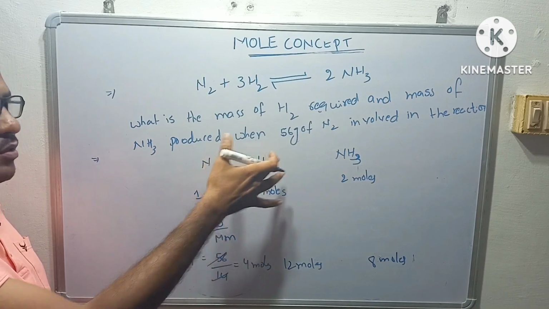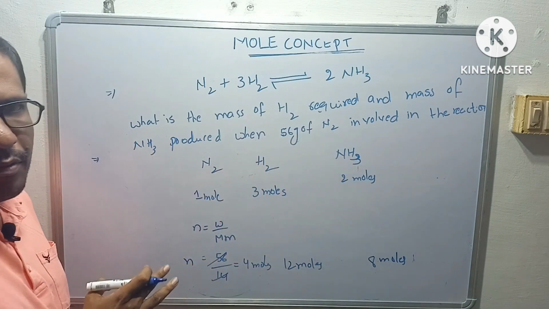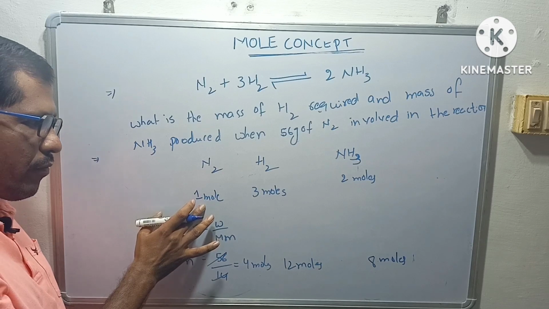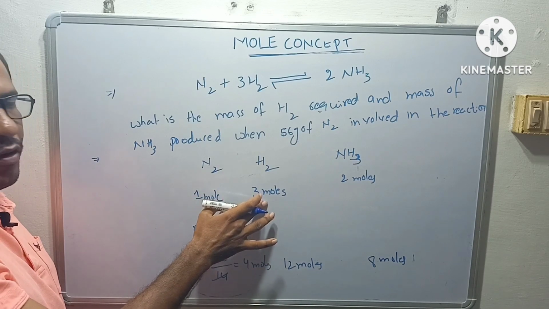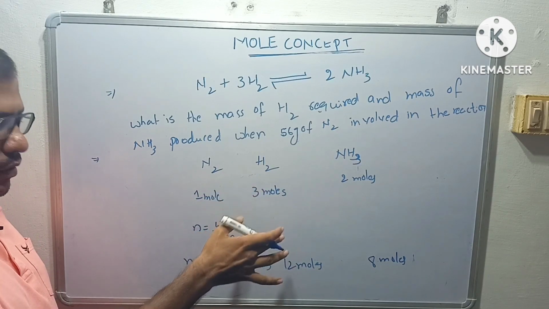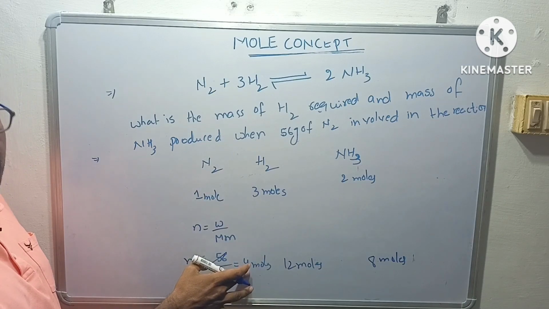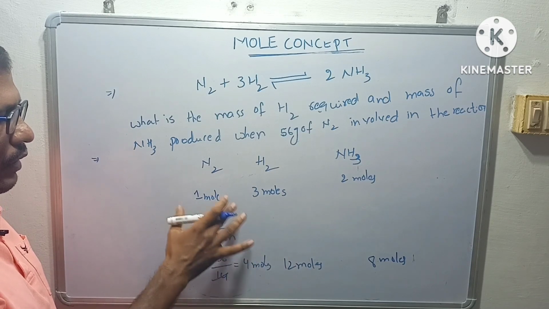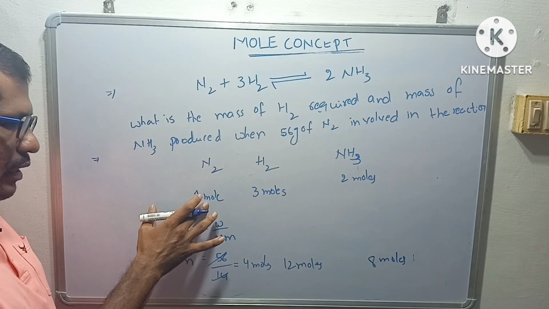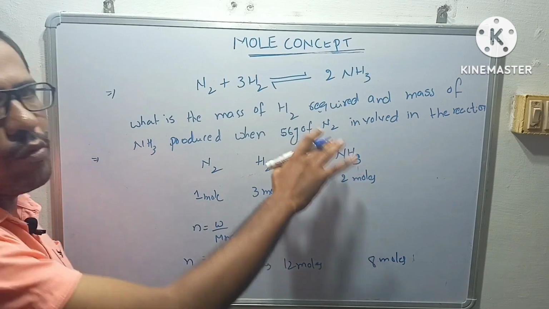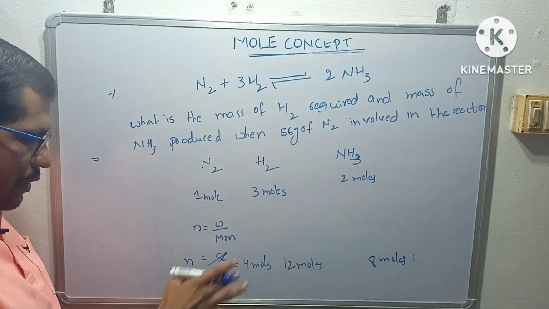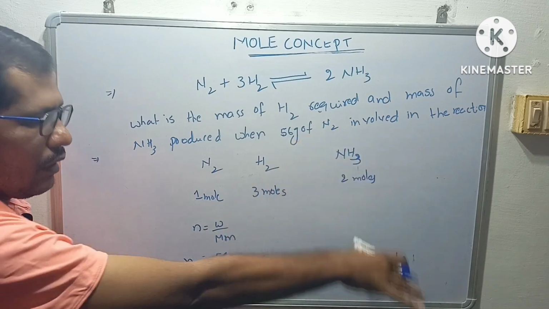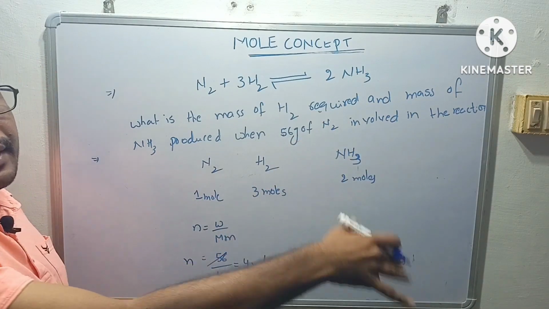From nitrogen, they asked us to calculate the hydrogen and the amount of ammonia. So frame a relation: as per the equation, for 1 mole of nitrogen, 3 moles of H2 is required. But as per the question, we have 4 moles of nitrogen. That's why 12 moles of H2 is required, right? And for 1 mole of nitrogen, 2 moles of ammonia is produced, so for 4 moles of nitrogen, 8 moles of ammonia is getting produced.